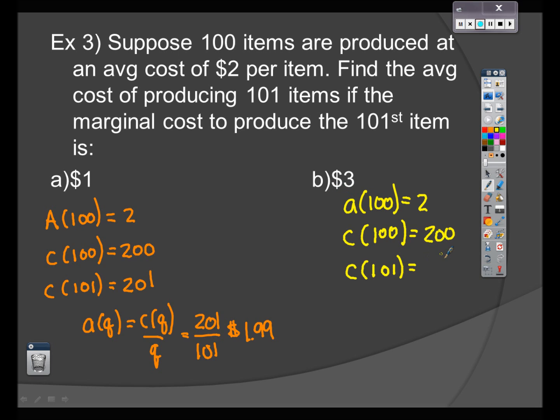of the 200, 203. And now my new average cost, C of Q over Q, would be 203 divided by 101, $2.01.